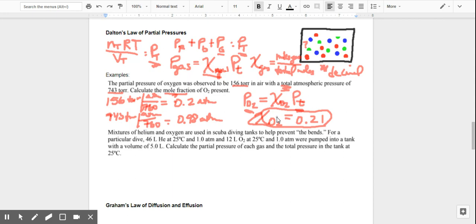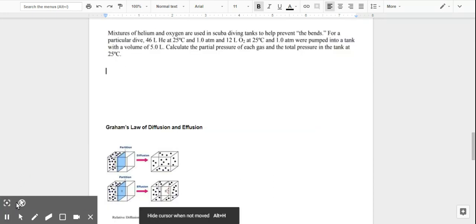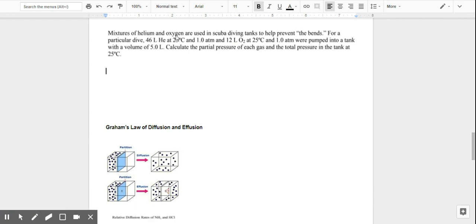Now, notice how I leave it in decimal form. I don't try to change it to a percentage. I don't leave it in a fraction. And also, mole fraction does not have any units as well. So I'm going to clear the screen. We're going to go through the next example problem together. All right, for this next problem, what we are given is a mixture of helium and oxygen.